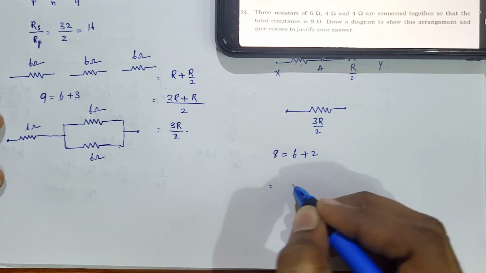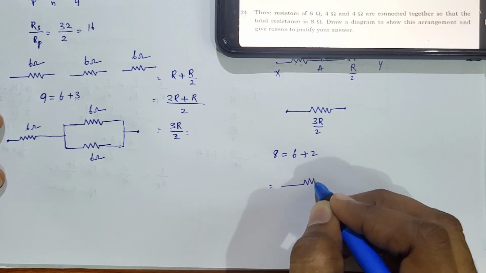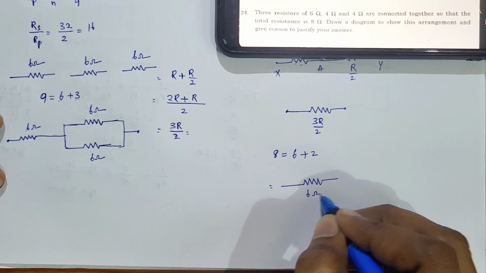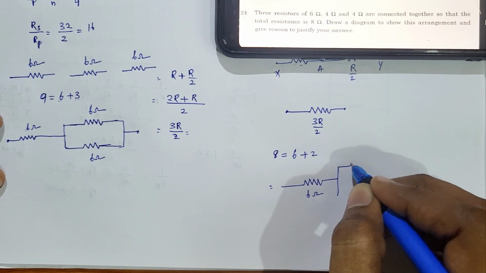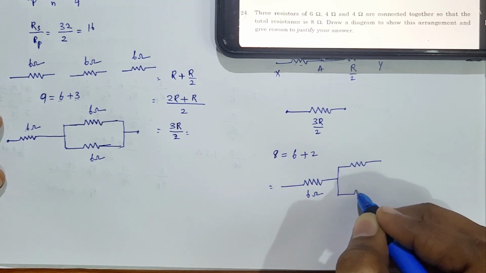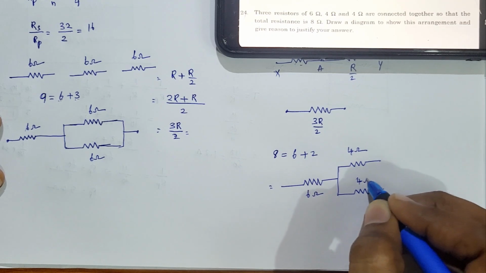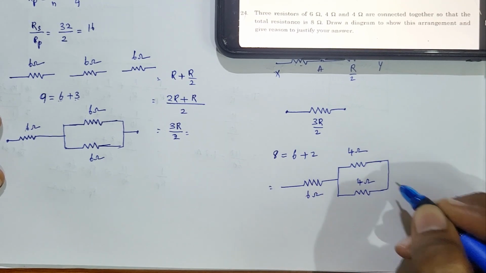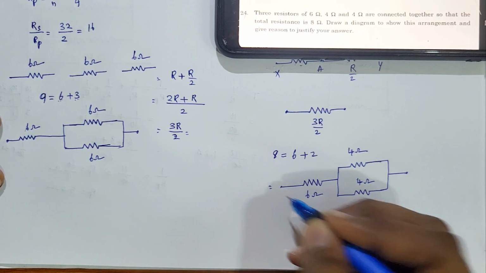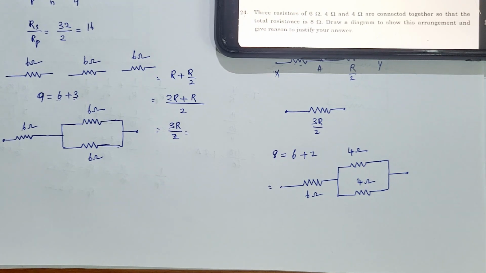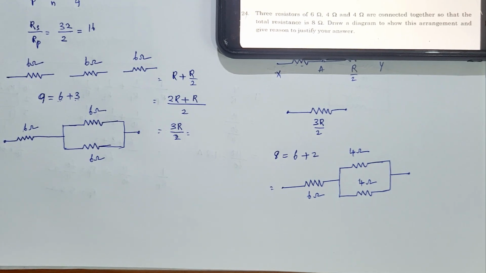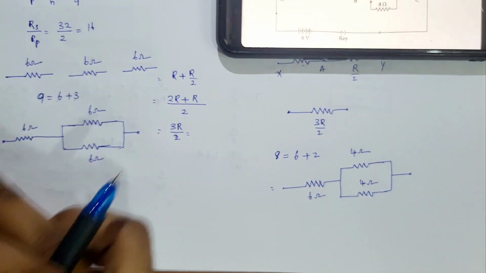So what will be the combination now? Combination will be like this. This one will be 6 ohm resistance and two 4 ohm resistances will be connected in parallel. This is 4 ohm and this is 4 ohm, like this and like this. This one will be the combination. Justification I feel you can give.